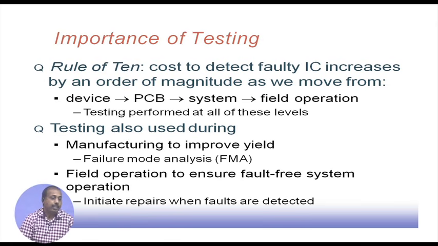There is a rule of 10 which says that the cost to detect a faulty IC increases by an order of magnitude as we move from device to PCB to system to field operation. When I have manufactured a transistor on the silicon floor, we can test it. That transistor may be faulty. If it is, we may think about replacing it by another transistor. There may be spare transistors to which we make the connection, just ignoring the faulty transistor. That way, in the manufacturing process itself, we can rectify the problem.